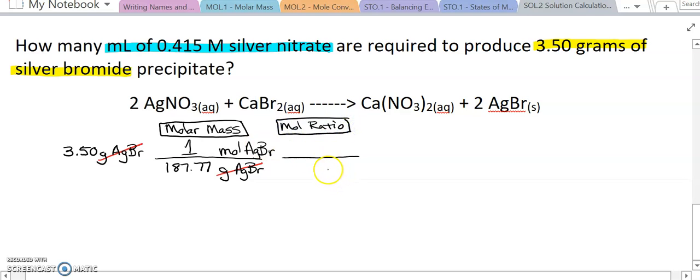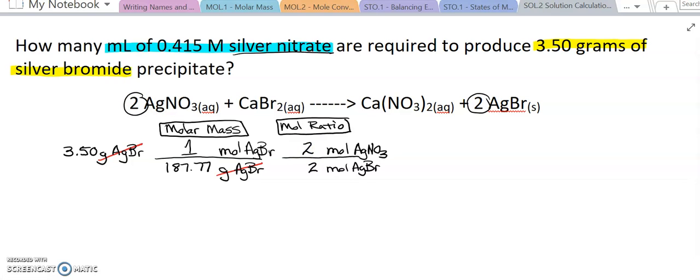So moles of silver bromide is going to go on the bottom. It is going to turn it into moles of what I'm going to be looking at, and this is going to be silver nitrate. And according to my equation, I have a 2 in front of my silver bromide, and I have a 2 in front of my silver nitrate. And that's going to get rid of my silver bromide, and I'm going to be left with moles of silver nitrate.